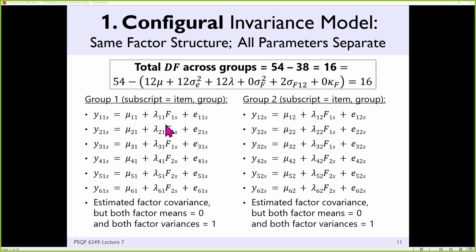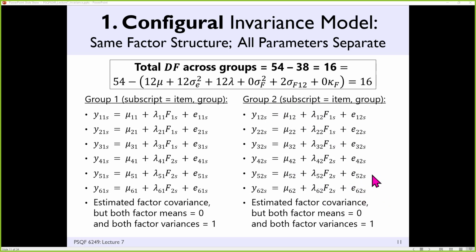So if I have 6 indicators per group, then each group has 27 degrees of freedom to start with. That's the number of means, variances, and covariances across my 6 indicators. 27 parameters per group times 2 groups gives me 54. Now, how many do I have to spend to estimate this model? Well, in group 1, I have 6 intercepts, 6 factor loadings, and 6 error variances. That's 18. I have 6 intercepts, 6 factor loadings, and 6 error variances in group 2. That's 36.